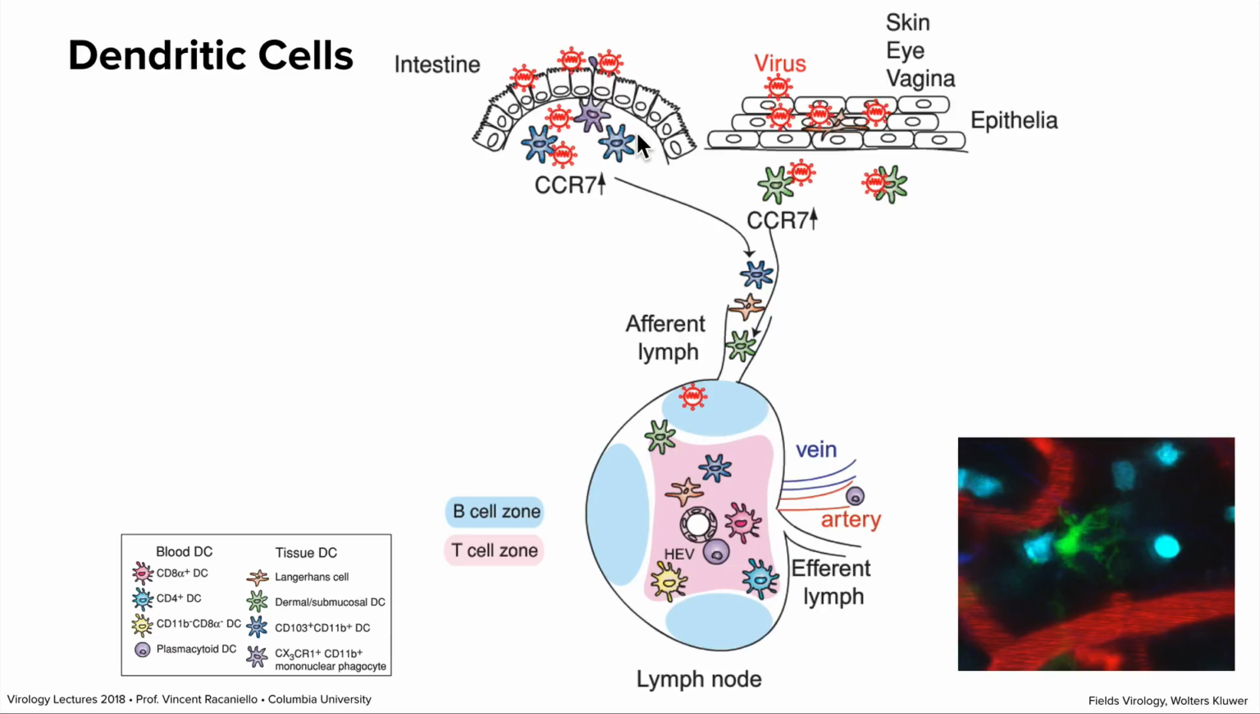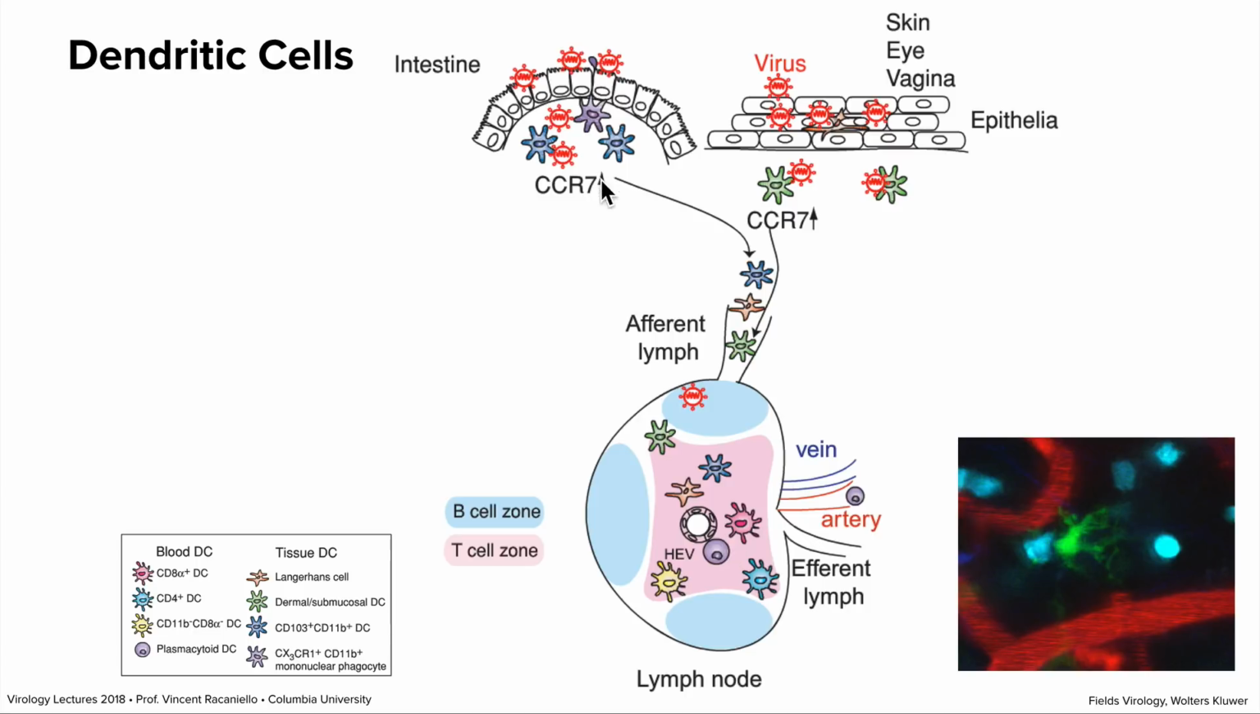So they go from their site where they're picking up material to the lymph node. They go in the lymph node and they present these foreign materials to T and B cells that are in the lymph node. And the T or the B cell will determine if this is foreign or not, using a mechanism that we'll talk about next time.